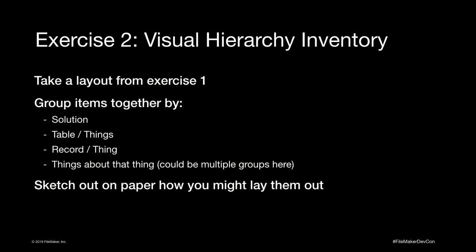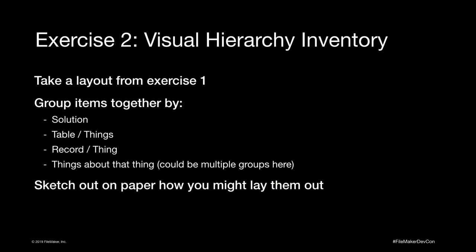Take a layout that you might have come up with as part of the first exercise we did, or if you didn't get to that level, take a layout from your solution. And what I want you to do is create an inventory of all the things that are on that layout. And then I want you to take all of those things and tasks and buttons and bits of information, and group it by what things are kind of solution-based. What are things that are more holistic about the solution? What things are about the individual table I'm looking at? So if I'm looking at invoices, what thing relates to all of the invoices?